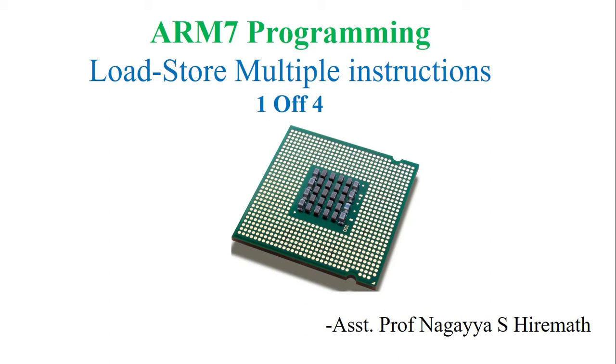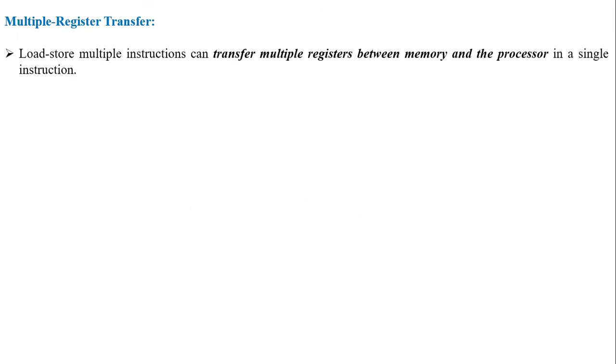Multiple register transfer. This load instruction belongs to multiple register transfer instructions. Load store multiple instructions can transfer multiple registers between memory and the processor. So multiple register transfer is helpful for transmitting a number of data from the memory to the processor, or from the processor to the memory, in a single instruction execution.